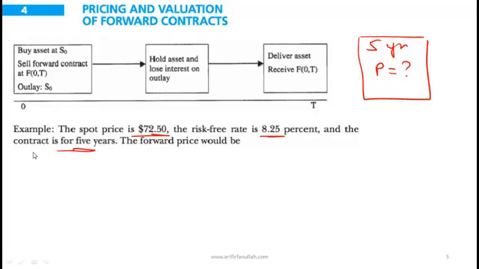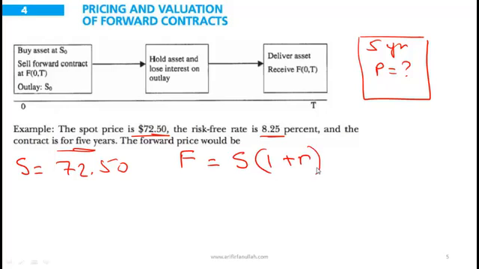The current spot price, so this is how much the asset is worth today. The current spot price is 72.50. Okay, now you are going to sell this after 5 years. I'll give you the formula and then explain the logic for the formula. The forward price is equal to the spot price into 1 plus the risk-free rate to the power of T, where if now is time 0, this big T is the number of years till the maturity of this contract.